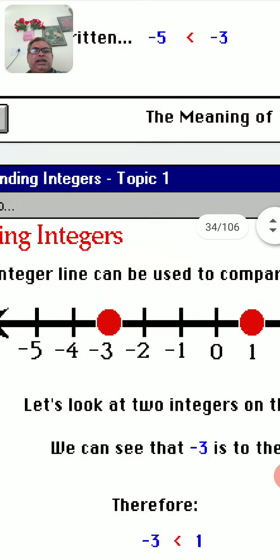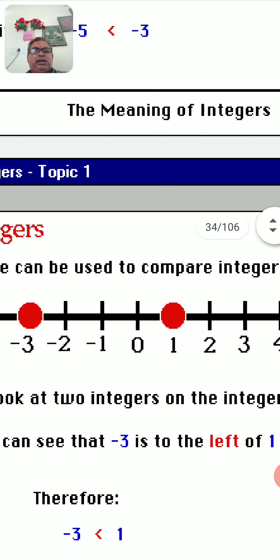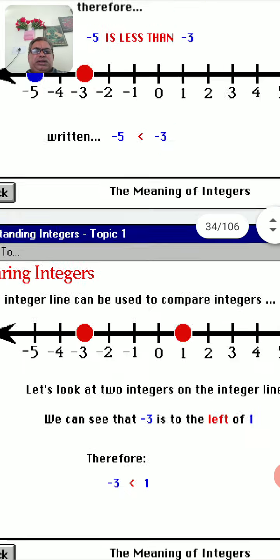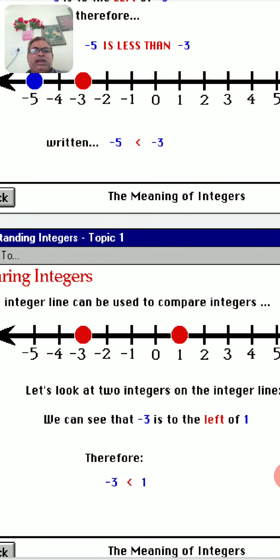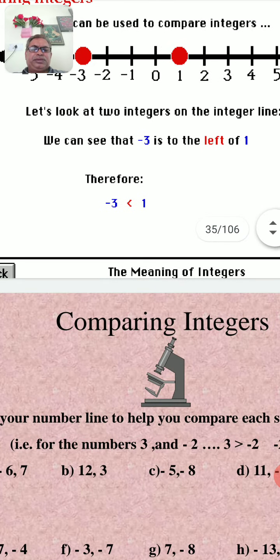Comparing integers. The number line can be used to compare the integers. You can see here, 1 is greater or minus 3 is greater? So 1 is greater because it is on the right side of minus 3 and it is always greater. A positive integer is always greater than a negative integer. Of all negative integers, 0 is greater.